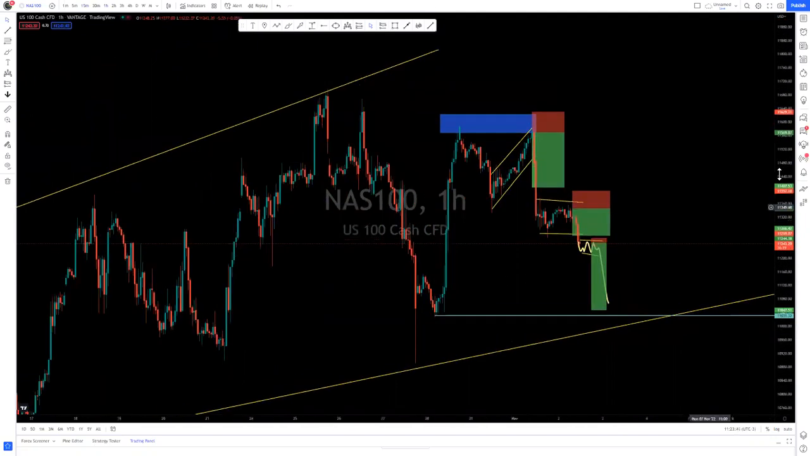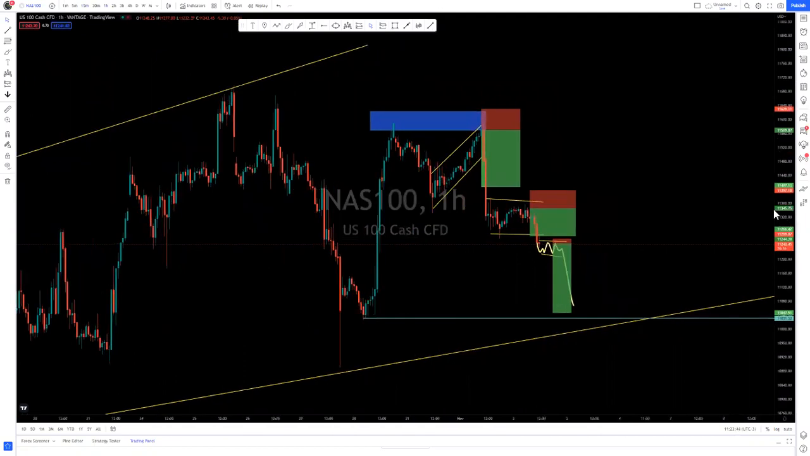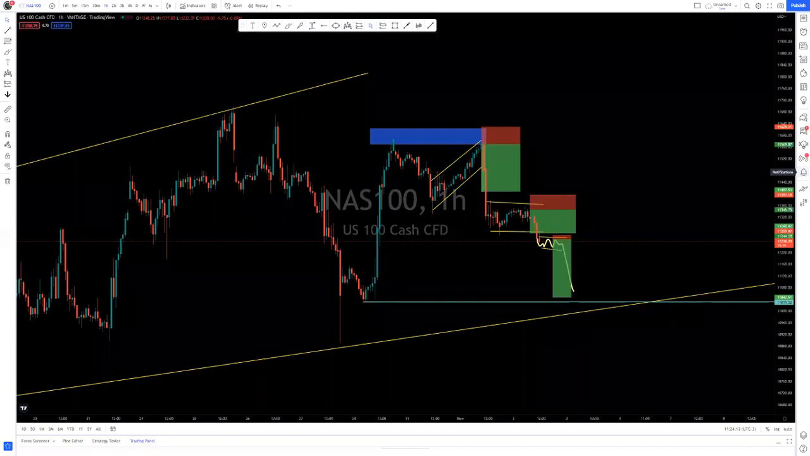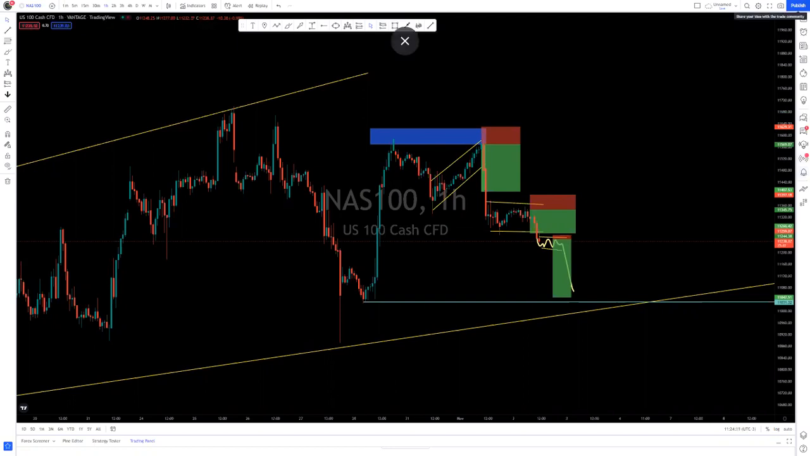I have one question. You can ask your question. Does DXY not correlate with NASDAQ and USD? So if DXY goes down, does that not mean that NASDAQ will go up? Most of the time, yes. I trade the price. I don't trade correlation. I trade what I see.